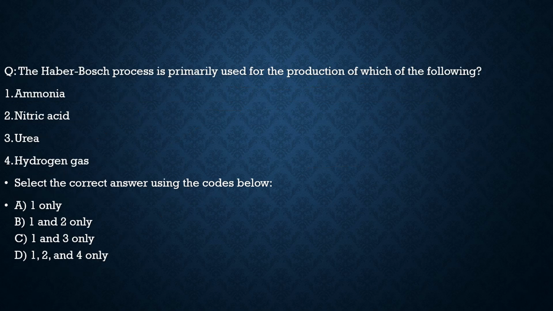Here the question is about the Haber-Bosch process. It is primarily used for the production of which of the following? Nitric acid, no. Urea, no. Hydrogen gas, no. Ammonia, 100% correct. The correct answer for this question is option A. We saw how it became important, how it helped people get more ammonia, which is utilized by the soil, which finally helps in soil fertility.